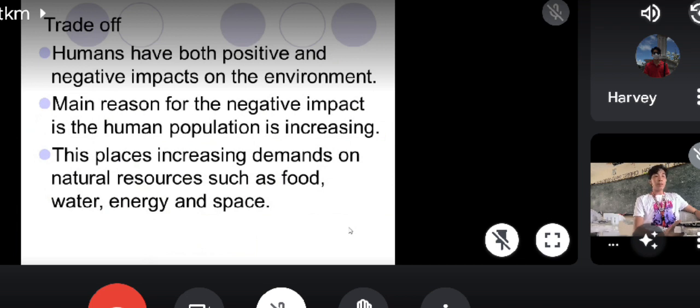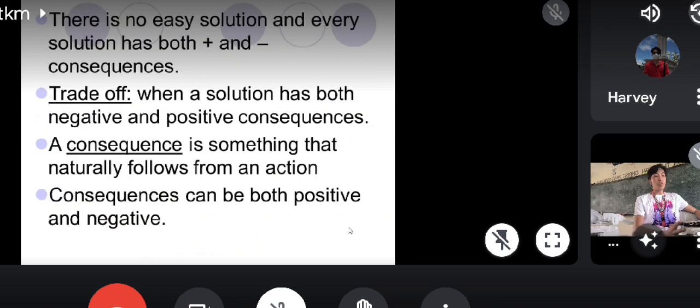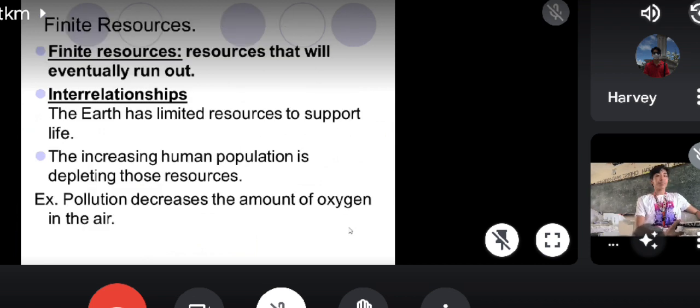Second is the increasing demand for natural resources such as food, water, energy, and space. There is no easy solution, and every solution has both negative and positive consequences. So, trade-off is when a solution has both negative and positive consequences. A consequence is something that naturally follows from an action, and most consequences can be both positive and negative.